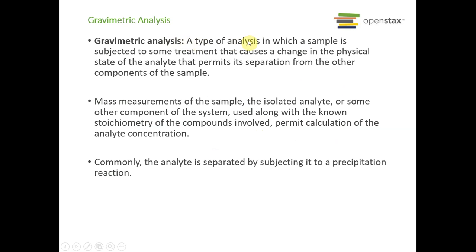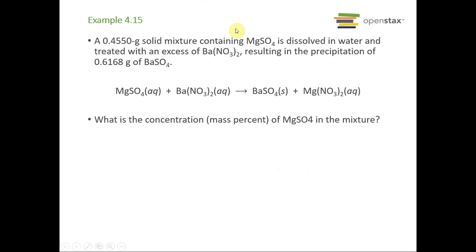Gravimetric analysis. This is the type of analysis in which a sample is subjected to some treatment that causes a change in the physical state of the analyte that permits its separation from the other components of the sample. So, like precipitation. Mass measurements of the sample, the isolated analyte, or some other component of the system used along with known stoichiometry of the compounds involved permit calculation of the analyte concentration. Commonly, the analyte is separated by subjecting it to a precipitation reaction. So the precipitate may be removed from the mixture by filtration.